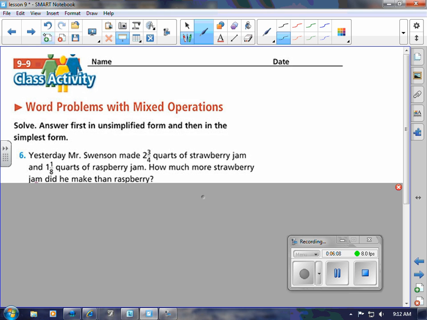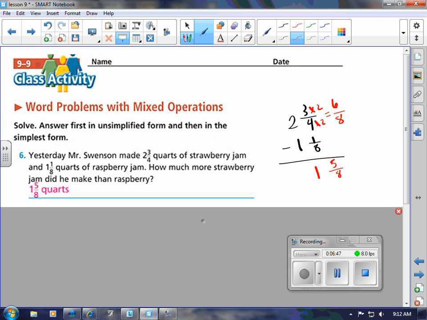Yesterday, Mr. Swinson made 2 3/4 quarts of strawberry jam and 1 1/8 quart of raspberry jam. How much more strawberry jam did he make than raspberry jam? So you're going to take 2 3/4 and subtract out 1 1/8. When we subtract, we need to find common denominators, so I need to switch this fraction to 8. So I'm going to multiply by 2 because I know that if I multiply by 2, then I can get myself 8s, and I still have an equivalent fraction. So 6/8 minus 1/8 is 5/8. 2 minus 1 is 1. So 1 5/8 quarts difference.